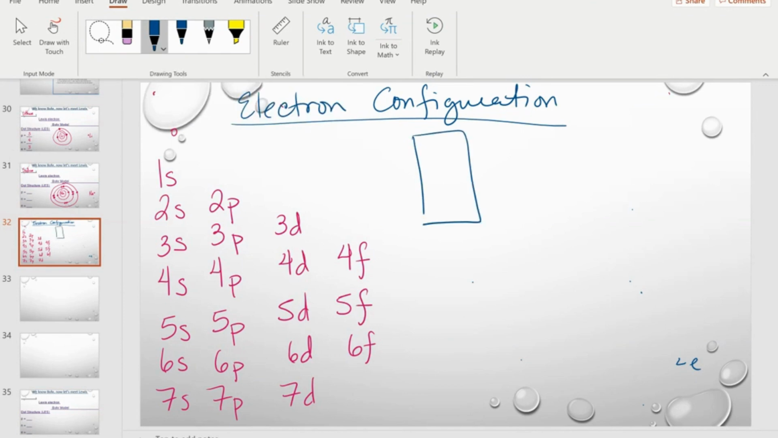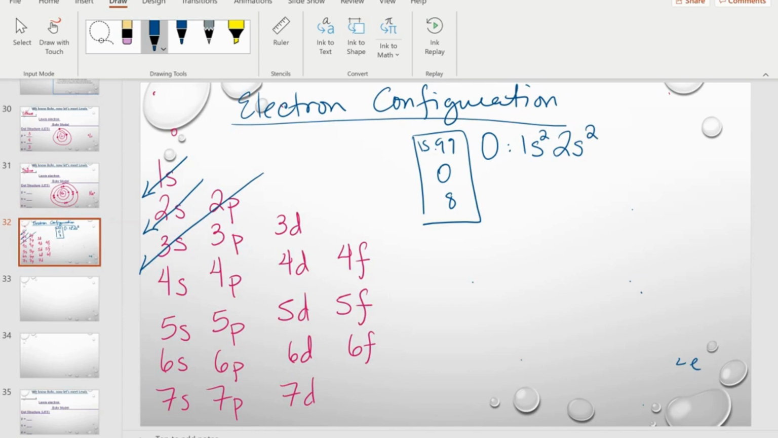So oxygen looks like this. And so that means that there are 8 electrons. So for oxygen, we're going to start at the top again. We're going to do 1s. And remember, that means that it has 2 electrons because it's an s orbital. We're going to go through the second one, which is 2s, and that can hold 2 also. So we now have 4 electrons.